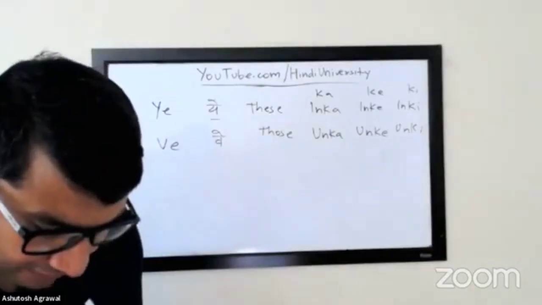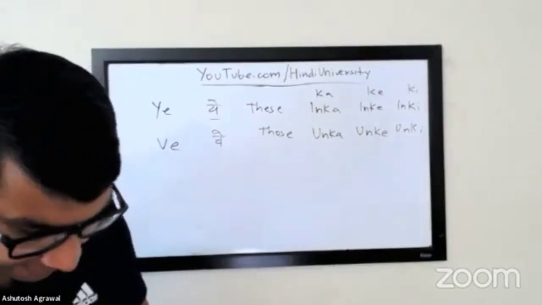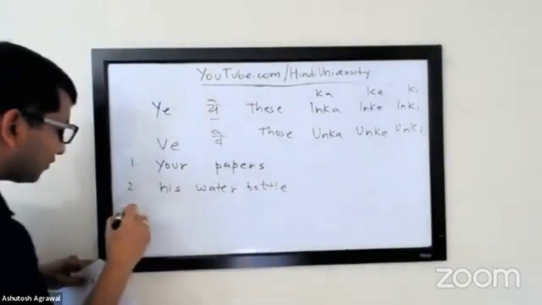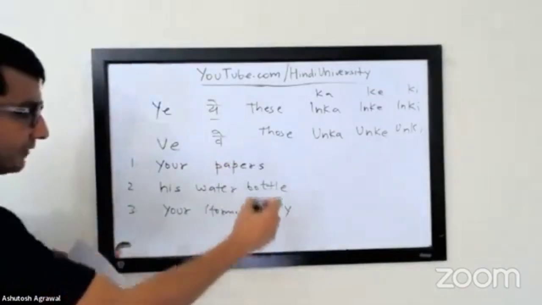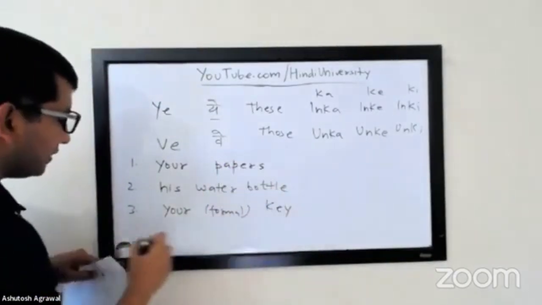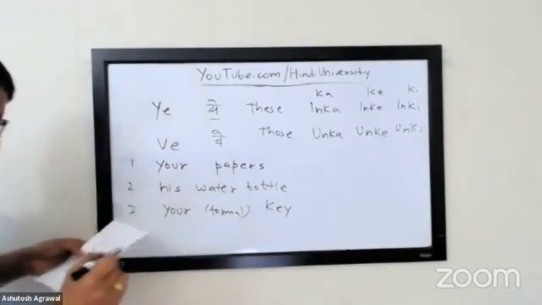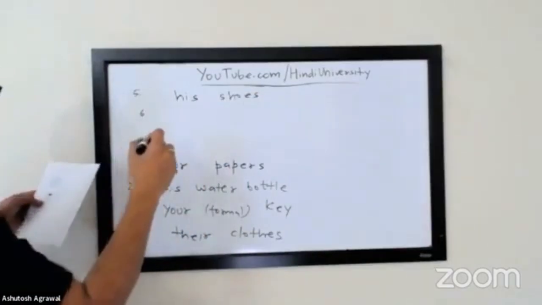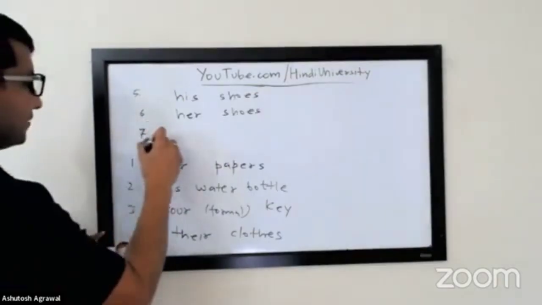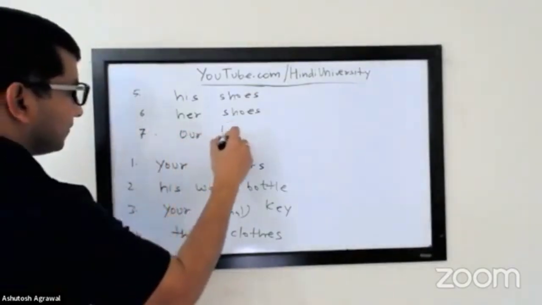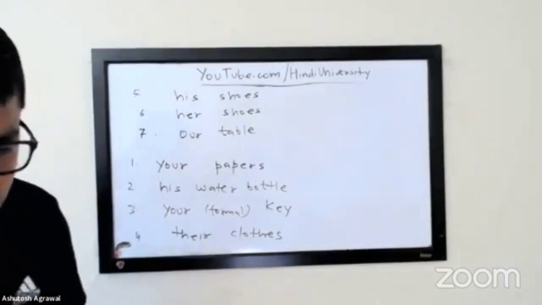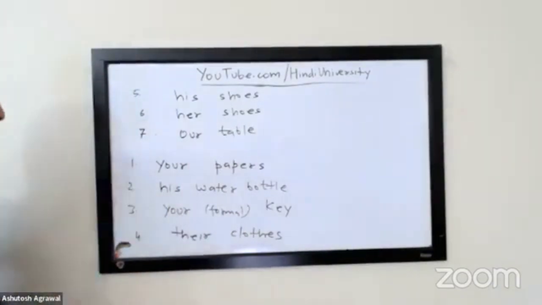So I want to write down some examples for you. I want you to try it out first. Okay, so you have number one, your papers. Okay, his water bottle is there. And if you don't know the Hindi word for it, you can just use the English, your key. Okay, their clothes, and then you have his shoes, and then her shoes, and you have our table. So this is a sort of in-class exercise for all of you. Let's start with the first one.